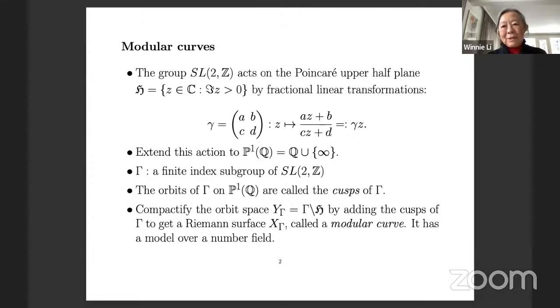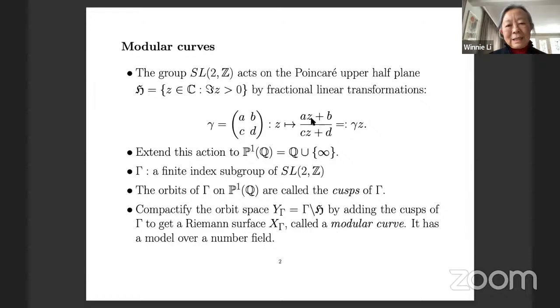Let me just start from the very beginning. Start with modular curves. Okay. I know that Tuesday's talk, its title is on modular curves, so there will be a short overlap with that talk. Okay. So the group SL2Z acts on the Poincare plane by fractional linear transformations. So we take a 2x2 matrix (a b; c d). It takes z to (az + b)/(cz + d), which we denote by gamma z.